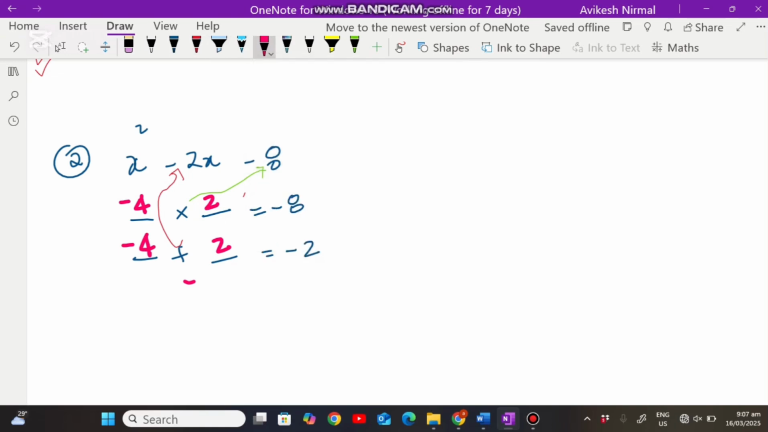So then we can go ahead and write this in a bracket. Always start with an x. So this is x minus 4, because this is negative 4, and then this is x plus 2, and this is your factorized answer. Okay, let me do another one.